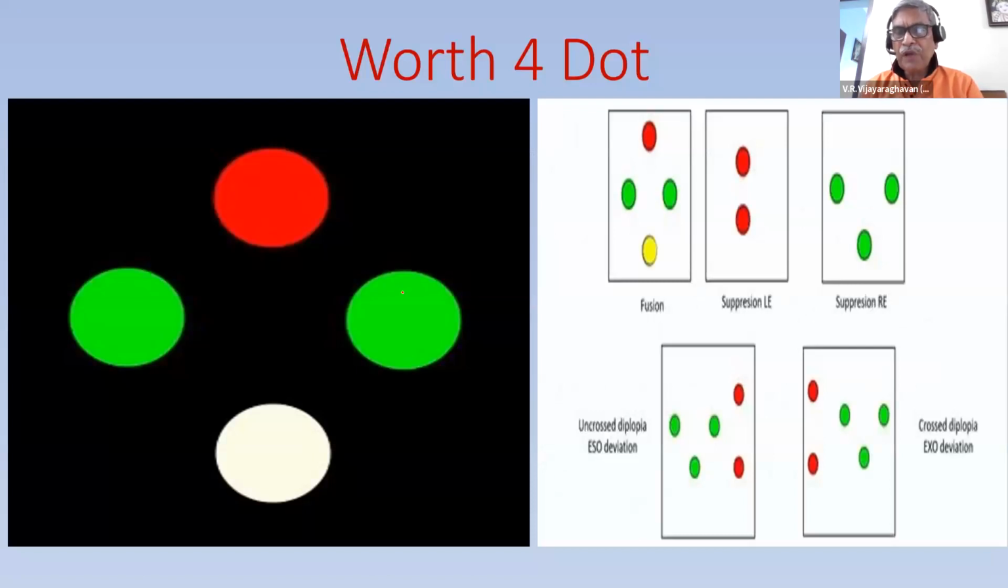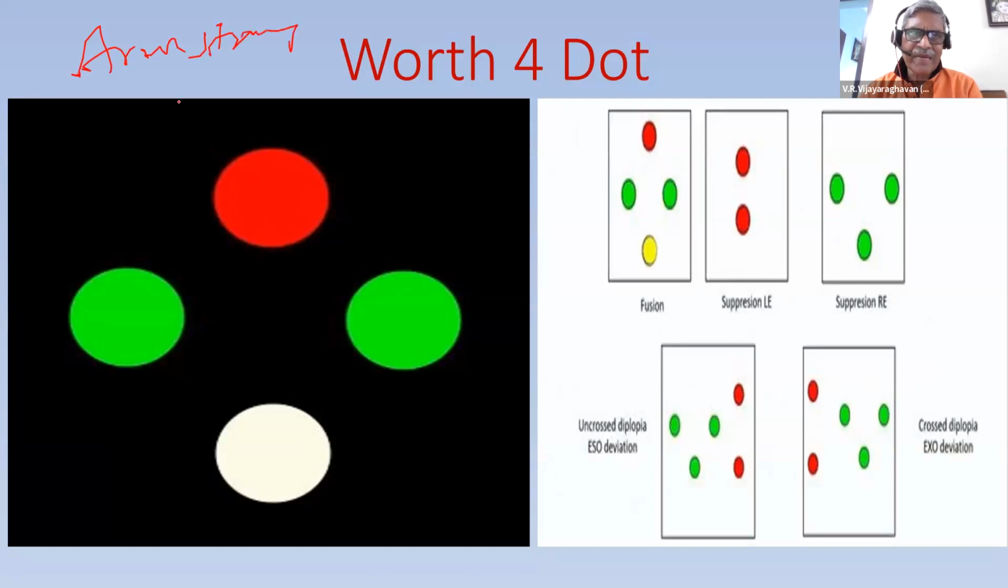Now, how do you find out suppression? How do you find out abnormal correspondence? There are some tests. Just know the Worth-4 dot test. What is the Worth-4 dot test? You have red goggles or a red glass for the right eye, and green goggles or a green glass for the left eye. That's the name of the goggles: Armstrong goggles.